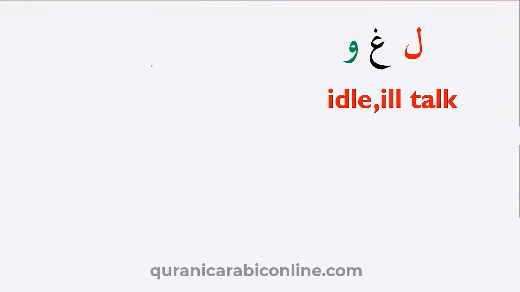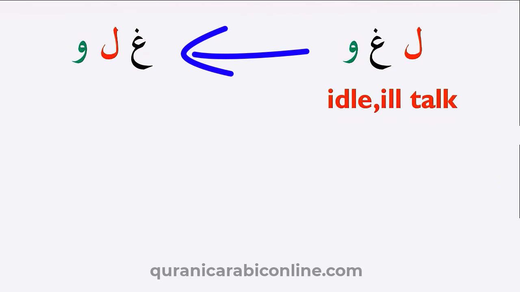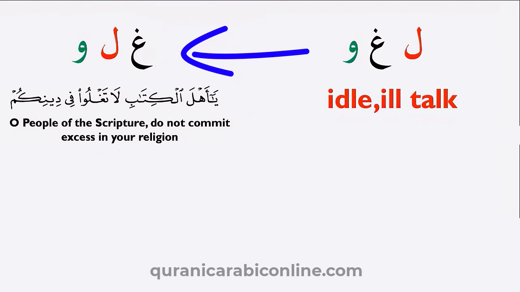Now, an interesting aspect of the language is when we rearrange these three base letters. We get another three-letter root used in the Quran, which is the ghain, the lam, and the waw in this order. So the difference of this would be just the lam and the ghain in different positions. Now, an example of this root being used is where Allah subhanahu wa ta'ala tells Ahl al-Kitab, Ya Ahl al-Kitab, La taghlu fi dinikum. O people of scripture, do not commit excess in your religion.